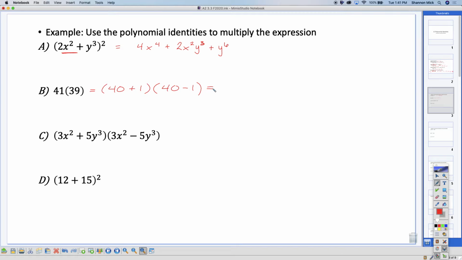From the right to the left, what's it say to do? A minus b and a plus b, right. We need to go to a squared minus b squared. So a is what? A is 40. So 40 squared minus, and b is 1. Now, squaring 40 is not too bad, is it? It's 4 squared with 2 zeros. So 4 squared is 16, so it's 1600 minus 1. So it's what? 1599.